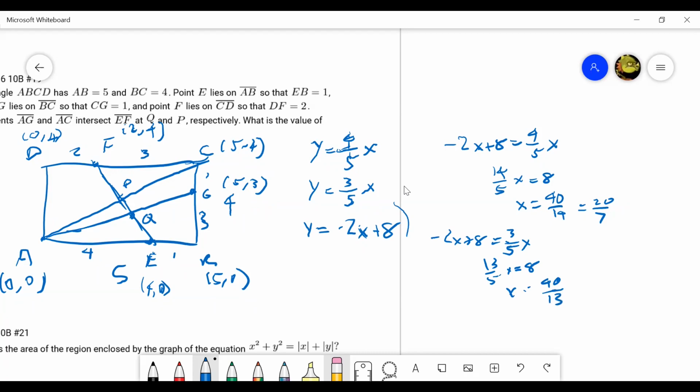So essentially, we know that Q has x coordinate of 40 over 13, and P has an x coordinate of 20 over 7. So now we can apply this similar triangles thing, where if you draw a perpendicular from F down to this rectangle, or not rectangle, side AB, and you can draw a perpendicular down from P and across to Q. So if you form a right triangle, with P and Q as the vertices of the hypotenuse, and the side lengths of the right triangle being parallel to the sides of the rectangle. And again, this is possible because we're given it's a rectangle.